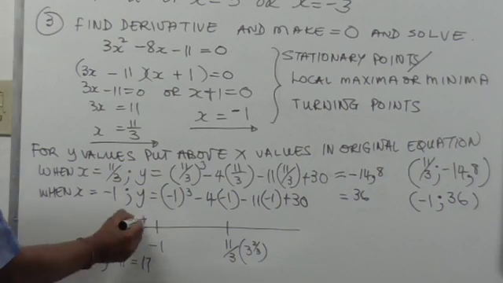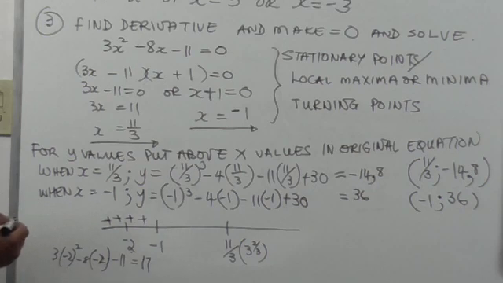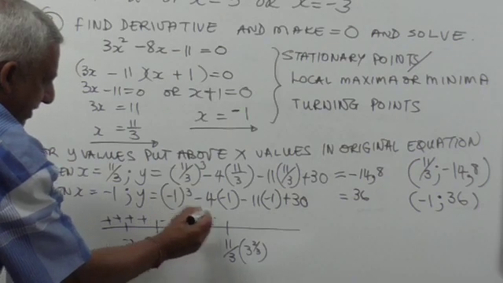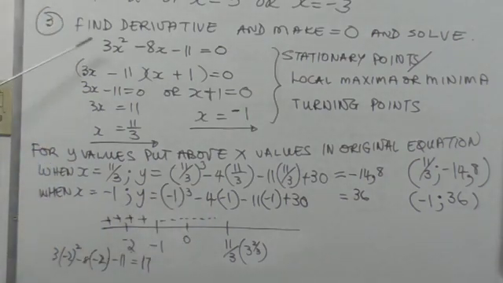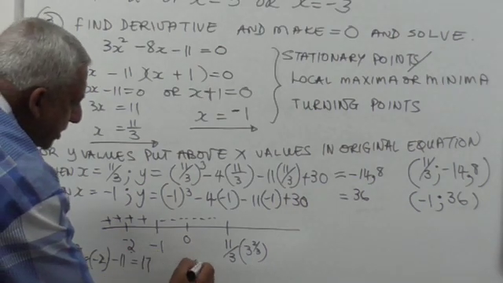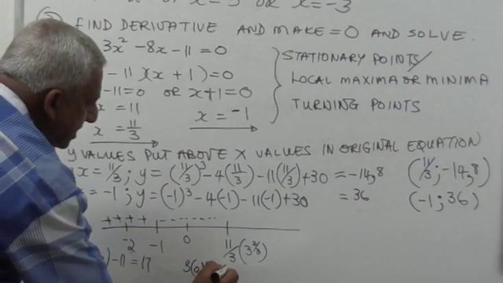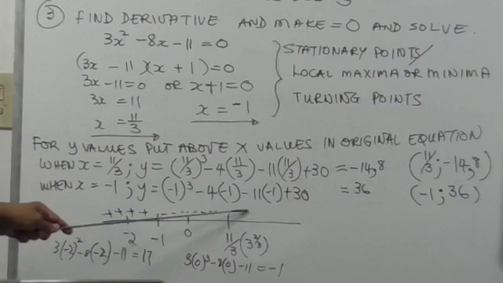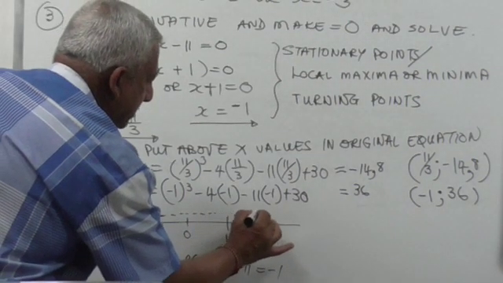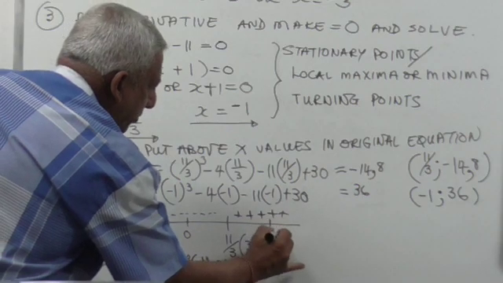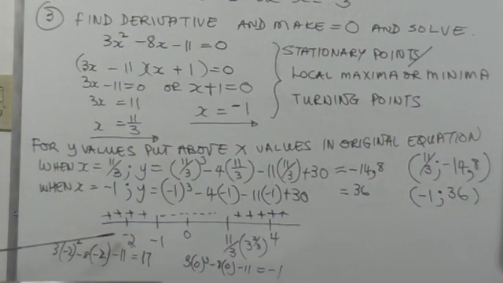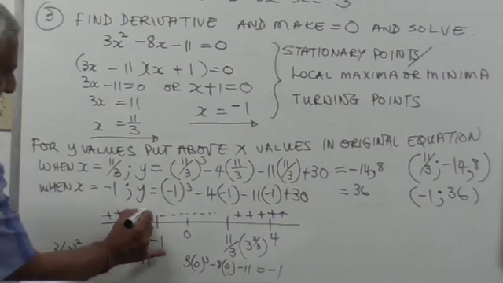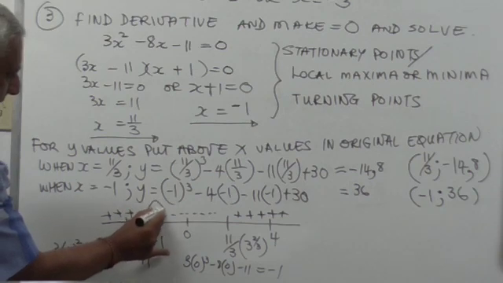So you find that on this side it is positive. When you substitute a number in between here, say 0, you will find that the derivative is negative. If you put 0 inside here, 3 into 0 squared minus 8 into 0 minus 11, you can see the answer is minus 11. So it's negative here. And then here, obviously, it will be positive. You can try it. You can put the number 4, for example, and test. Now you can see what is happening. It is positive, negative, positive. So it means that here the graph is going like that.